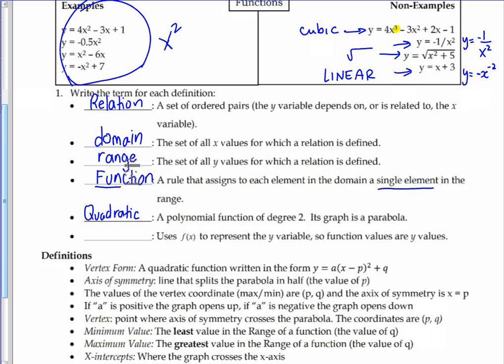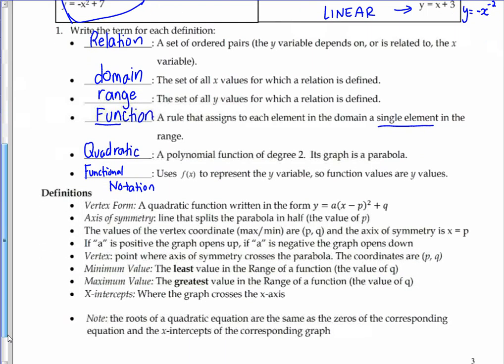And last, this uses f of x to represent the y variable. So function values are y values. That might be hard. Function notation.